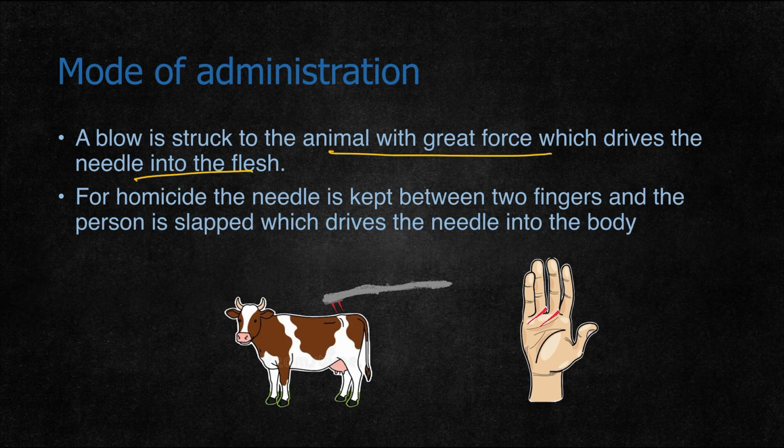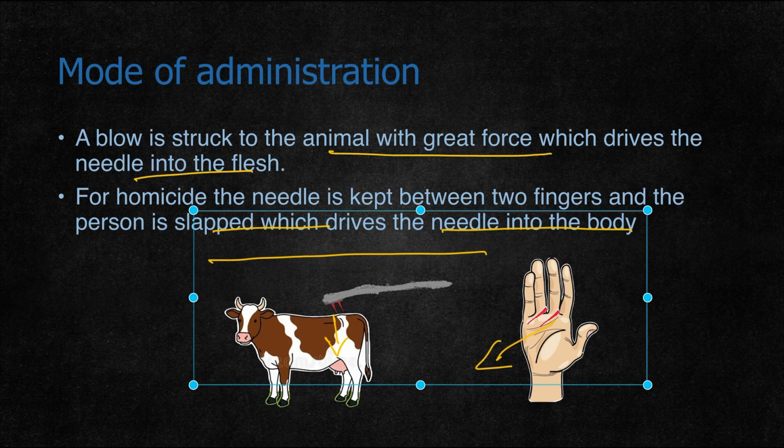The stick is forcefully struck inside the animal, and the needle pierces into it, and slowly the seed's Abrine is released. For homicidal purposes, the needle is kept between two fingers of the hand and slapped, which drives the needles into the human. So this is how the person is usually killed. Cattle poisoning or human poisoning occurs either by slapping the human or by placing the needles in a wooden stick and forcefully driving the stick into the animal.